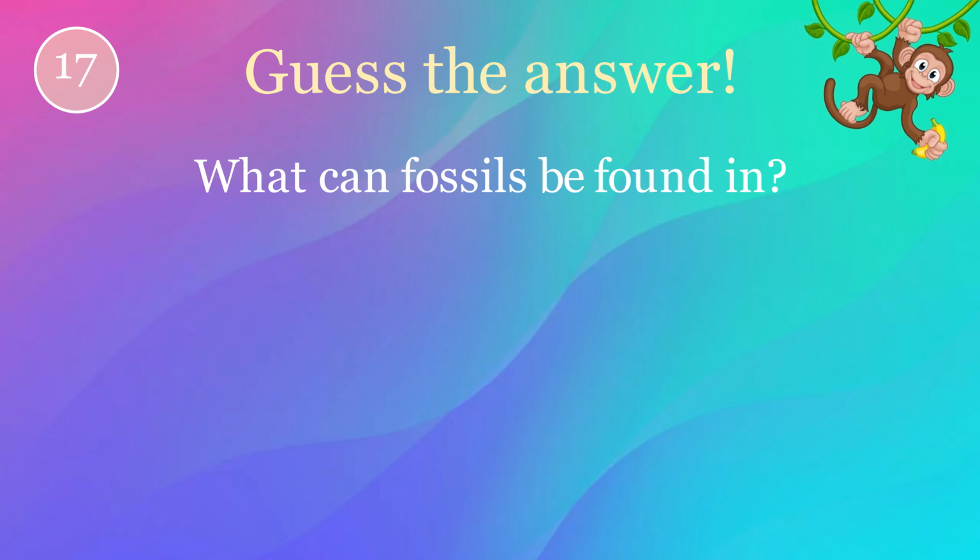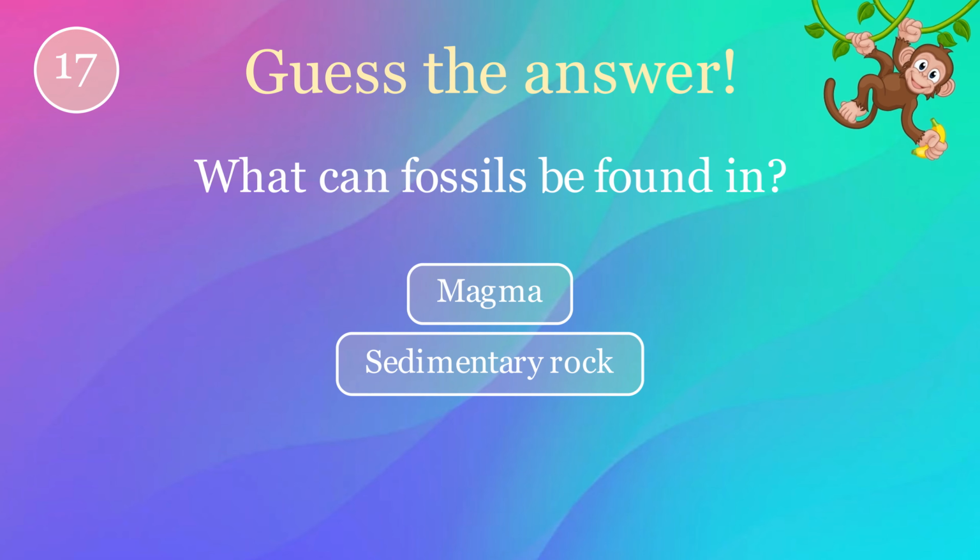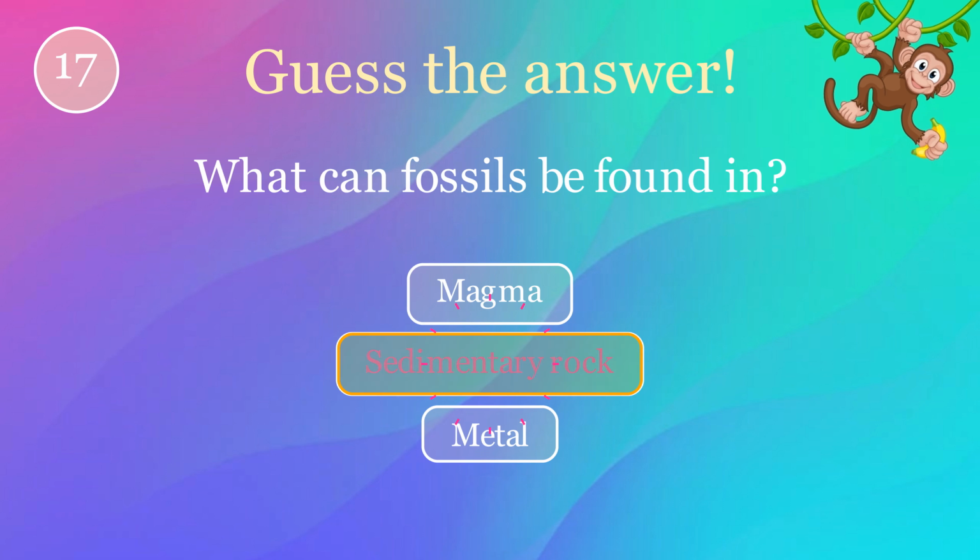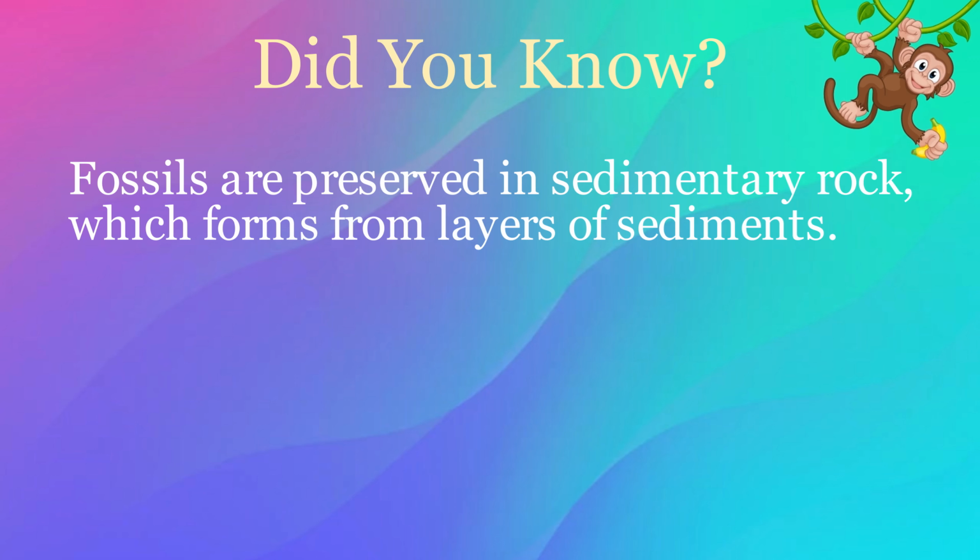What can fossils be found in? Magma, sedimentary rock, metal. The correct answer is sedimentary rock. Here's an interesting fact: fossils are preserved in sedimentary rock, which forms from layers of sediments.